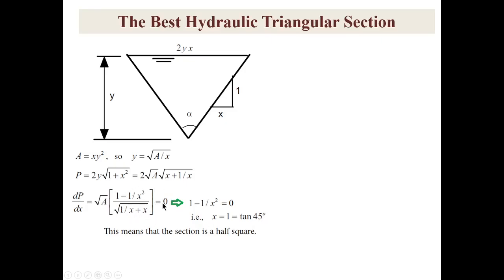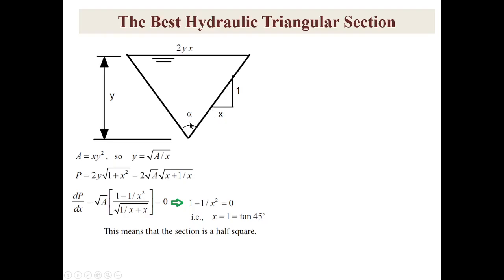To minimize P, it should be 0. Therefore, here the numerator should be 0, which means that 1 minus 1 over x squared equals 0. And this equation means that x equals 1. Therefore, here my x value is 1, and I can say that the side slope is 1 to 1. Therefore, this theta should be 45 degrees because both the perpendicular and base are equal. The other conclusion is this theta is 45 degrees.